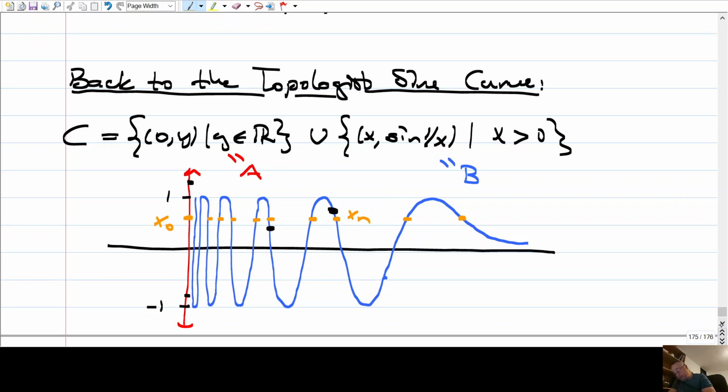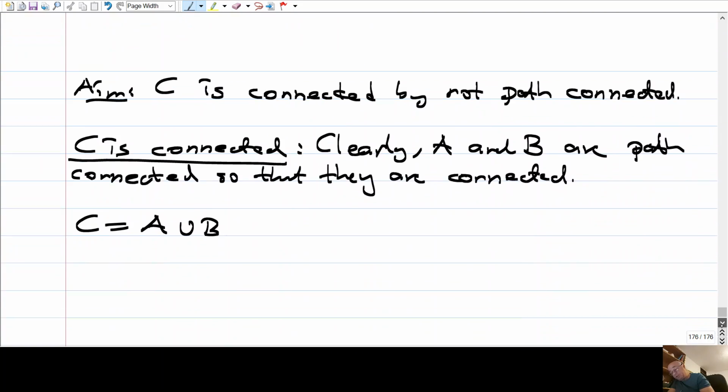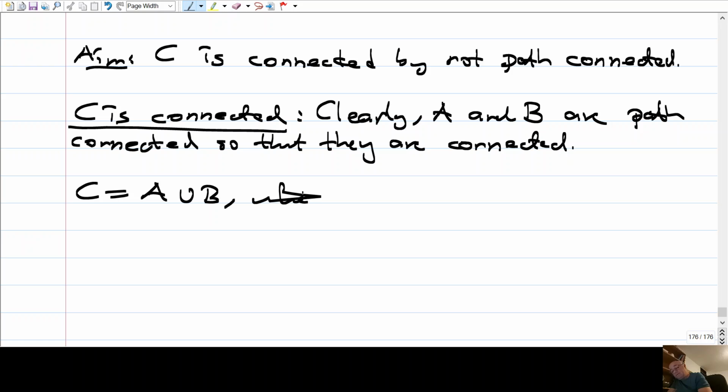I have this xn. Here, the xn's belong to B, and the limit of xn is equal to x0, right? It just gets closer and closer to x0. Thus this x0 belongs to B closure because it's a sequence in B with limit x0. This means that B closure contains a point from A, right? Because x0 belongs to A and it belongs to B closure, where the intersection of B closure and A is not empty.